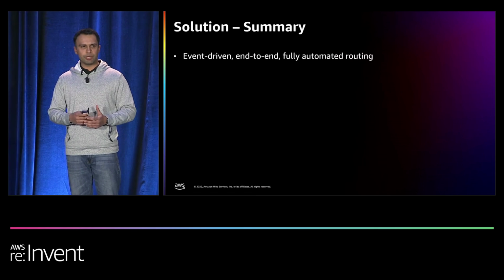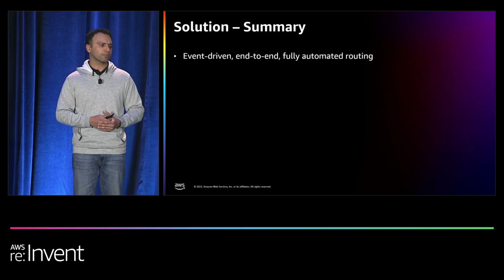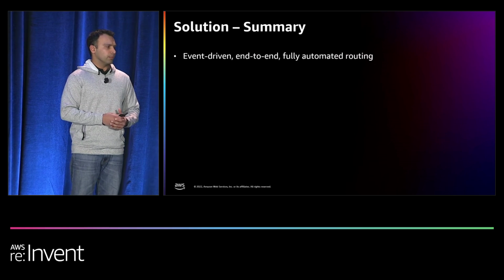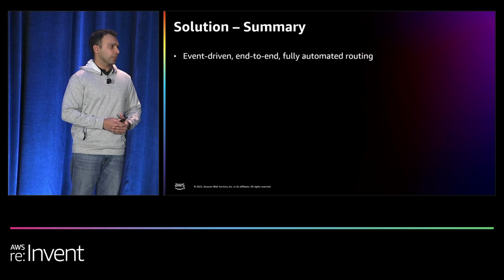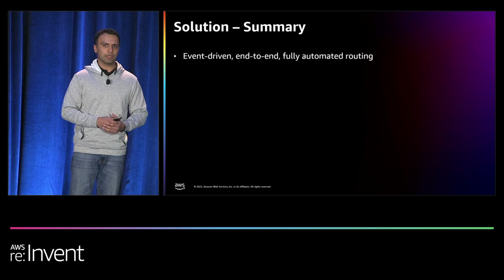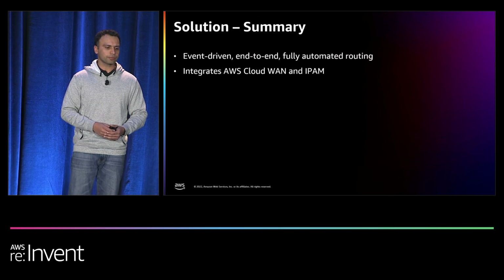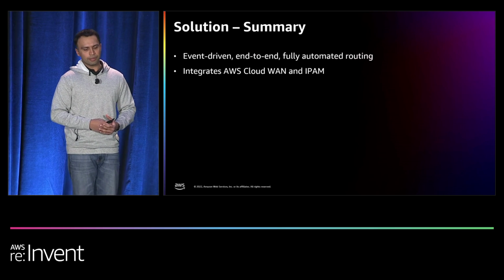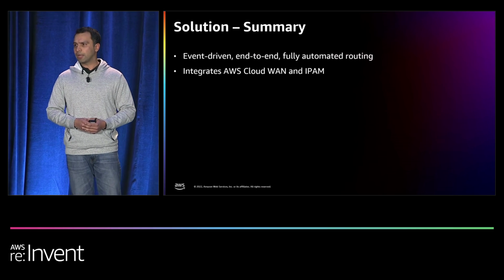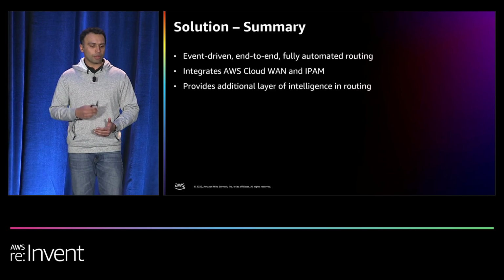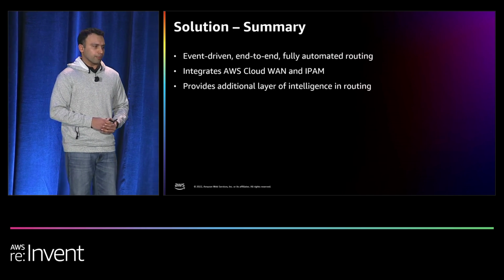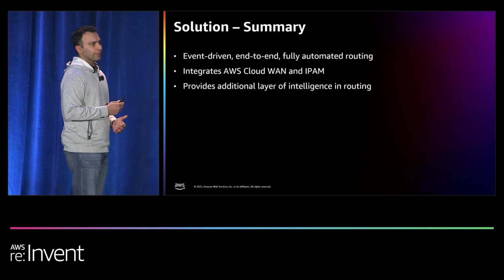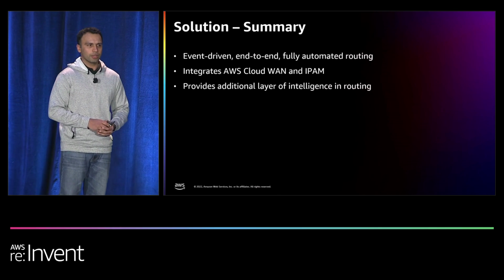And then the EventBridge plus Lambda plus IPAM combination ensured that you can update the routing tables of the VPCs as and when they get attached into Cloud WAN segments. Finally, it integrated AWS Cloud WAN and IPAM together. This one is super interesting. So it gave you an additional layer of intelligence in your routing scheme.